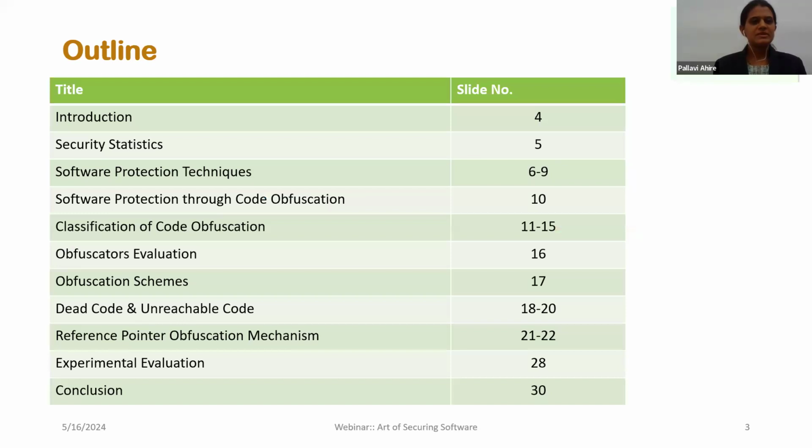The outline of my presentation: I'll be giving you an introduction, all the security statistics, and software protection techniques. What all software protection mechanisms exist through code obfuscation? How can we classify those mechanisms? I also have a live evaluation of obfuscators, and I will show you that too. And I have my own mechanisms which are developed and designed, so those will also be discussed along with the experimental evaluation. And finally, I will conclude my talk.